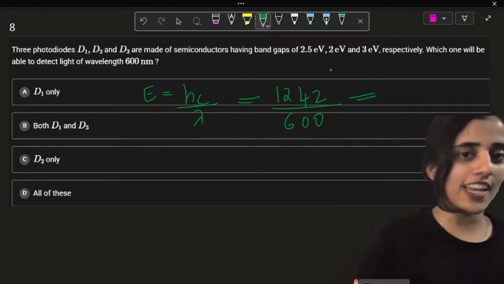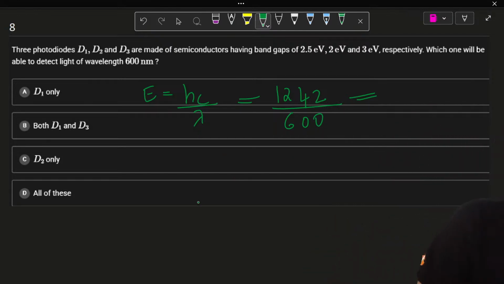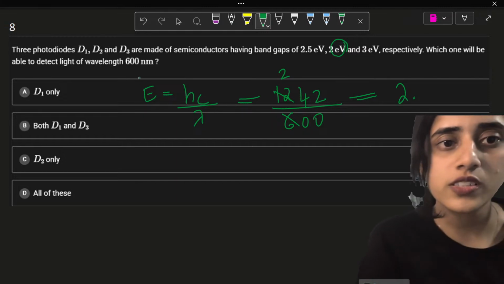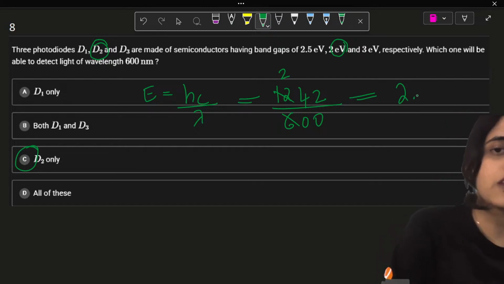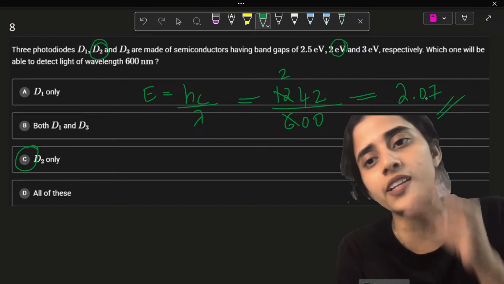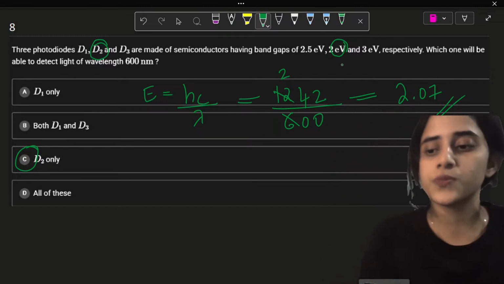Okay, concentrate in class. Yes, students, quickly, 1242 by 600 will be how much? 6 and 12 will be 2. 2 point, how much would it be? 2 point something. So it would be 2 electron volts. 2 electron volts is for D2. So it would be D2 only. If you do the full math, you will get 2.07. But you don't have to do the full math. 2.0 means it is D2.